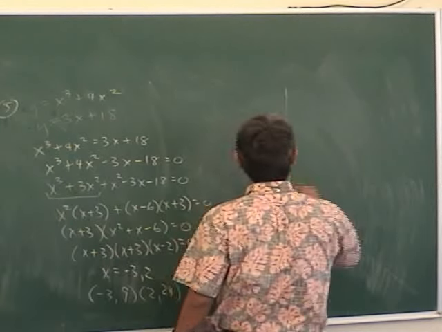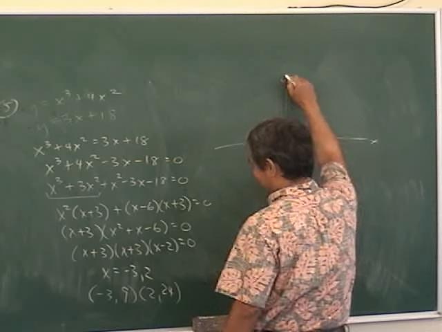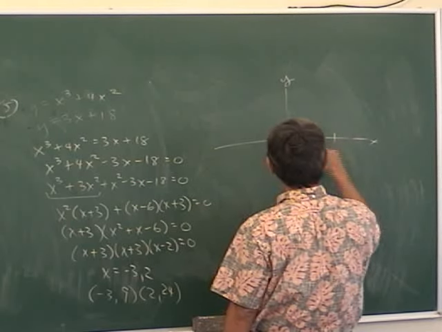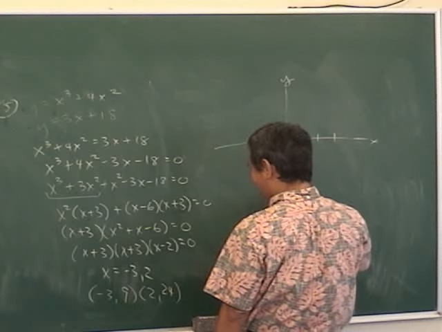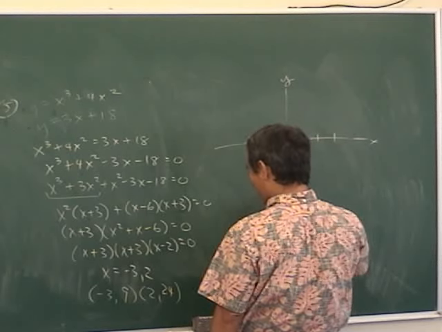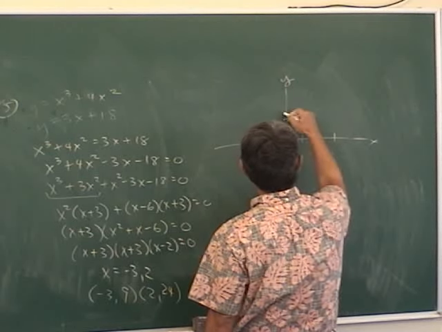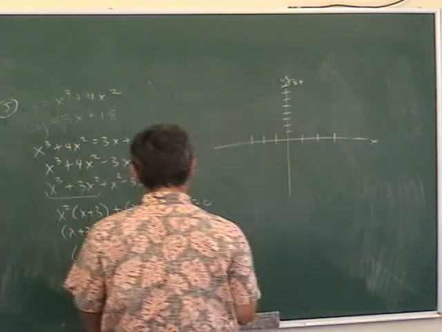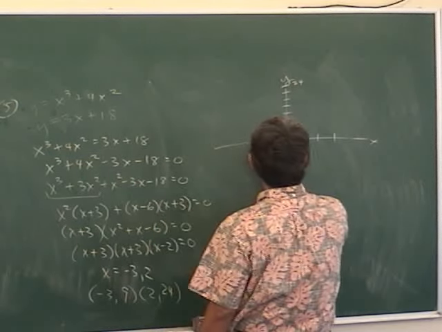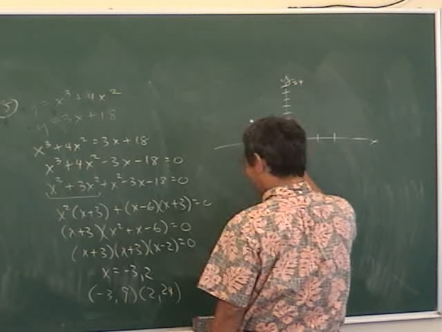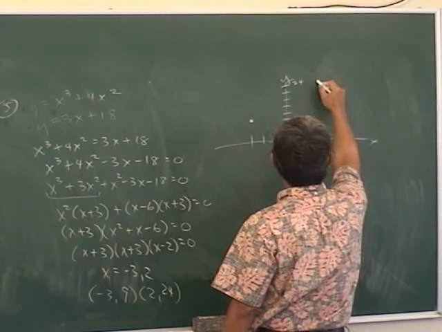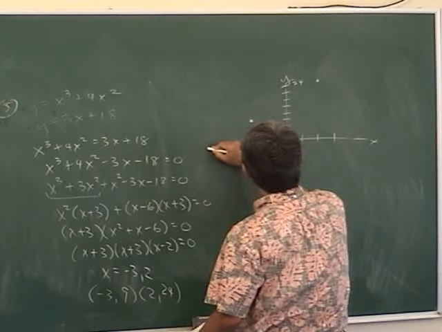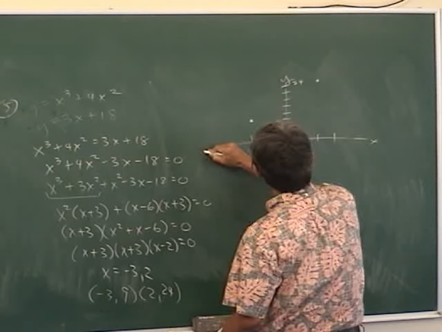Okay, let's just draw a graph. Negative 3, 9. So what kind of scaling should I put here? 1, 2, 3 on the x-axis. But on the y-axis, probably we want to go by threes. 1, 2, 3, 4, 5, 6, 7, 8. That's 24. So each hash mark is 3 on the y-axis. So negative 3, 9, and 2, 24. Okay, so this is a line.